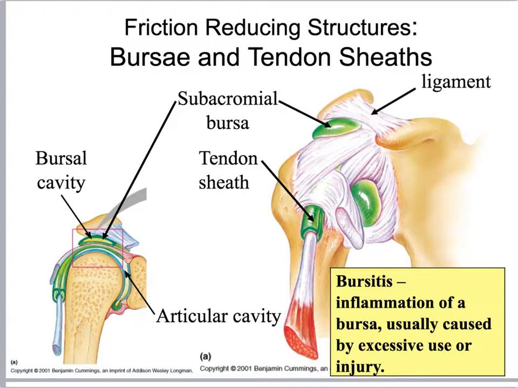Now, you may have heard of people complaining of bursitis. Bursitis is when you get inflammation in this area, usually due to repetitive motion, repetitive use, like tennis elbow, bursitis in your knee, and basically it gets rubbed too much and it gets swollen and the fluid builds up in it. Okay, and the only real treatment for that is to stop using the joint and let it heal.